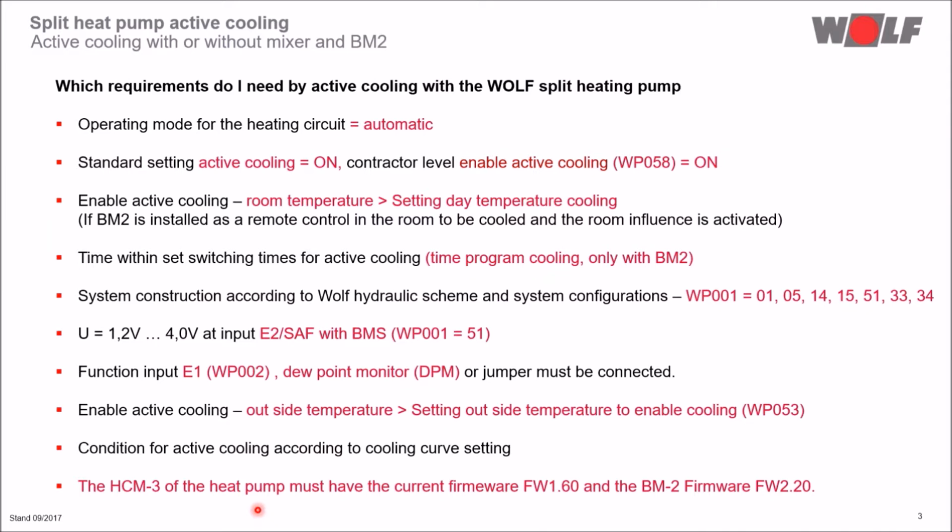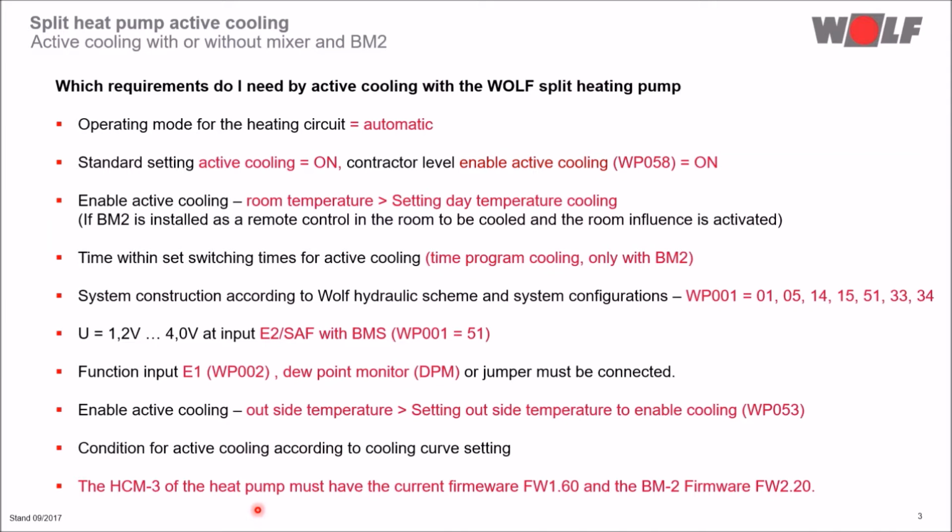When the active cooling is unlocked, the input E1, parameter WP2, for cooling function dew point monitor, gets automatically programmed. If no dew point monitor is connected, you have to set a jumper to contact E1.